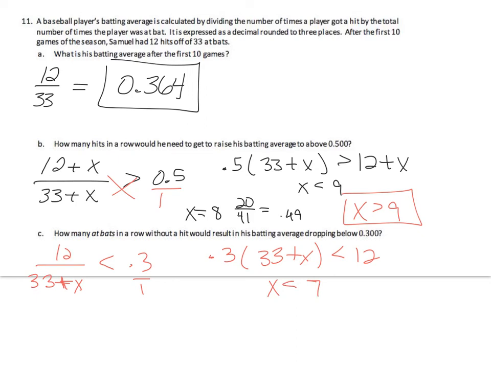Okay, let's plug in a number less than 7. I'm going to plug in x equals 6. So I have 12 over 39. Go ahead and do that division. If we plug in 6, I actually get 0.307, which isn't less than 0.3. So I actually need numbers bigger than 7 to satisfy my inequality. Cool, that was fun. Good job today.